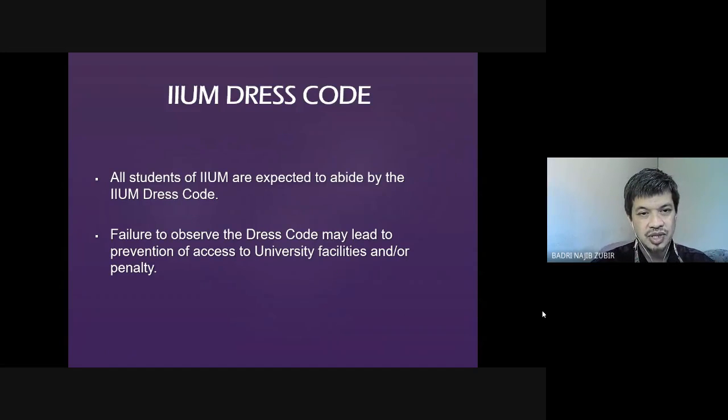Okay, finally, I'm going to talk about dress code. Now, if you are staying at home, of course, you don't observe the IIUM dress code. But if you are going to join the class, the online class, you have to observe the dress code, which means that, for example, you are staying at your home, you want to join the class, you don't wear hijab for female, for example. No, it's not acceptable, because when you are joining the class, you have to follow the IIUM dress code.